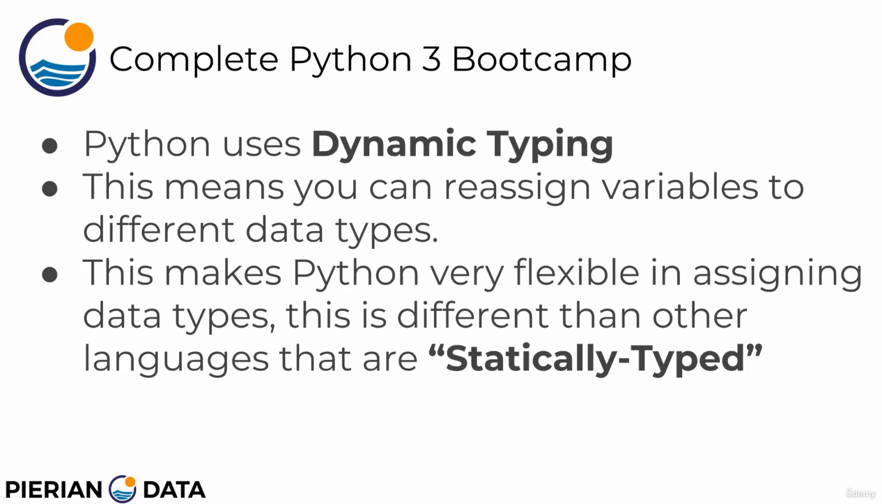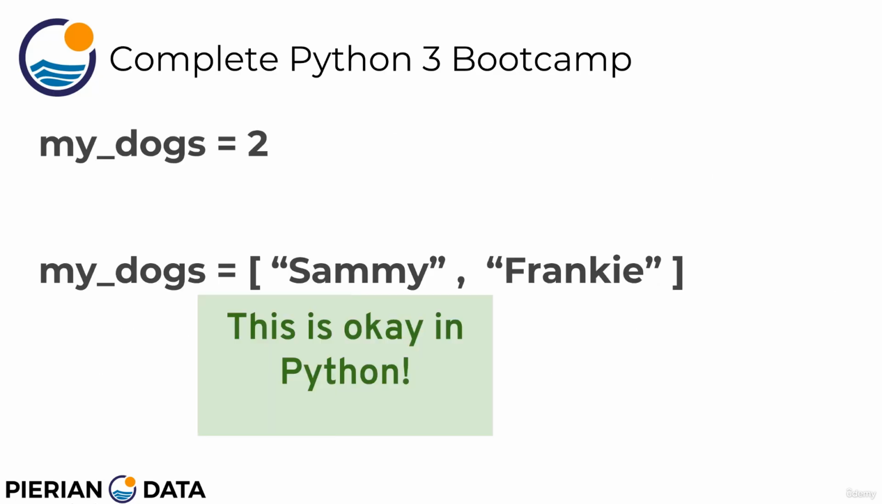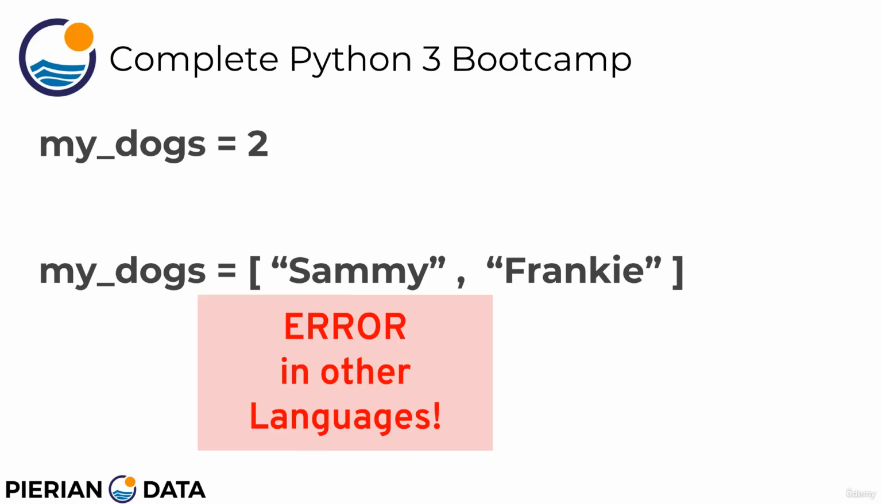Before we actually jump to the Jupyter Notebook, though, I want to mention that Python uses dynamic typing. And this means you can reassign variables to different data types. And this makes Python very flexible in assigning data types, and that's actually different than many other programming languages that are statically typed. So let me show you an example of what I mean by this. In Python, something like this is totally okay. Here I've assigned my_dogs variable name equal to 2, and then later on in my code, I went ahead and reassigned the same variable name, my_dogs, to a completely different data type, a list, Sammy and Frankie. Now that's totally okay in Python, but in other languages, that would produce an error.